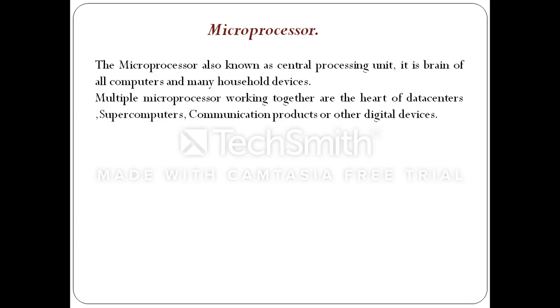Microprocessors are also known as central processing units. It is the brain of all computers and many household devices. Multiple microprocessors working together are the heart of data centers such as supercomputers, communication products, or other digital devices. Nowadays, microprocessors are used in almost all electronic devices such as printers, washing machines, or mobiles. The first microprocessor was developed in 1971 by Intel Corp. It was 4-bit. Nowadays, microprocessors are available in 8-bit, 16-bit, 32-bit, or 64-bit.